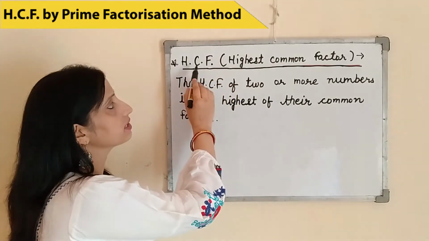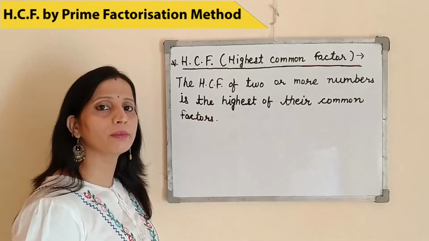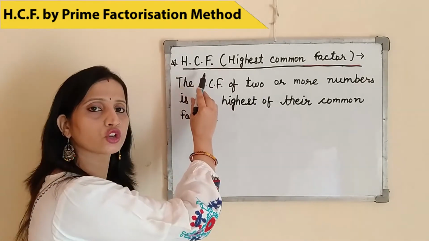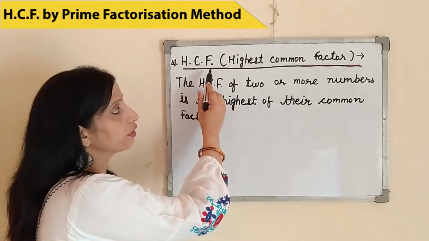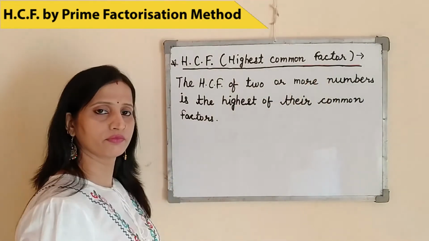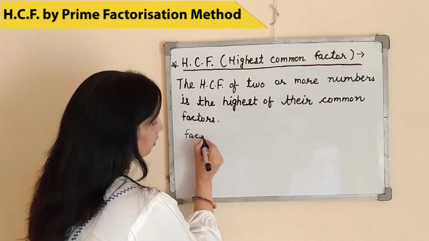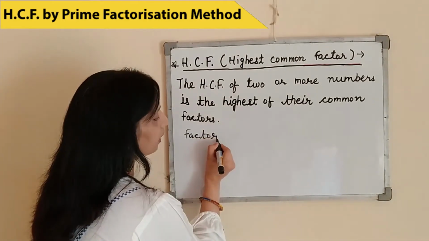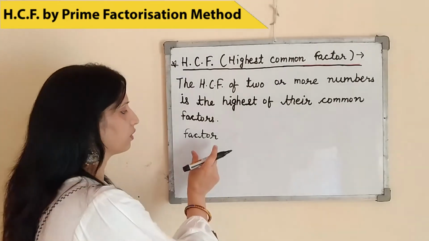SCF means highest common factor. The SCF of two or more numbers is the highest of their common factors. Before starting SCF, first we need to understand the meaning of the term factor. The factor of a number is an exact divisor of the number itself. Okay, let's take one example.